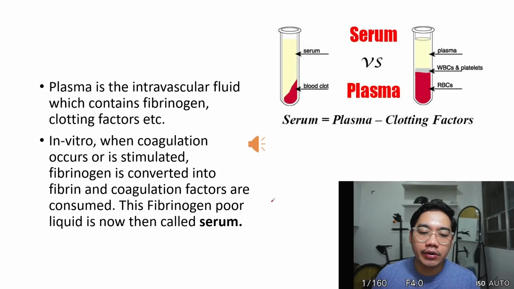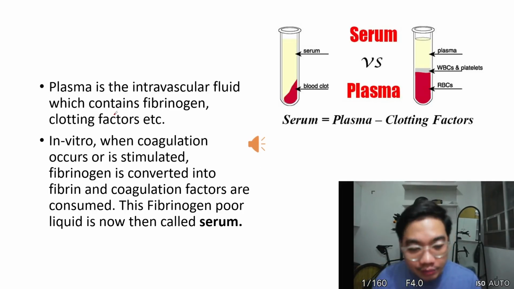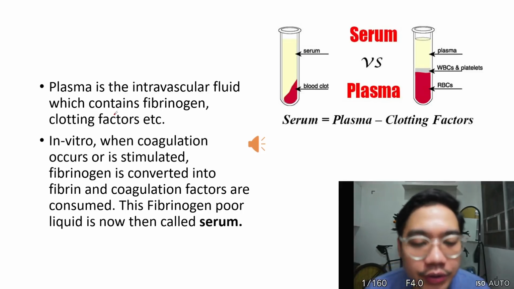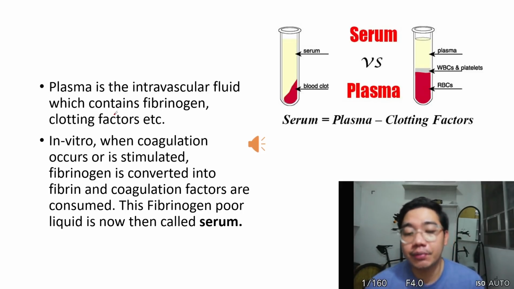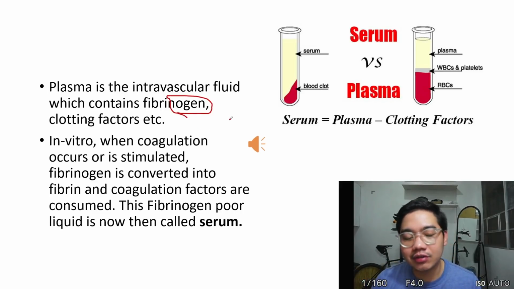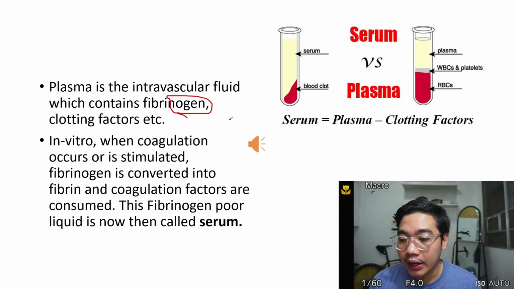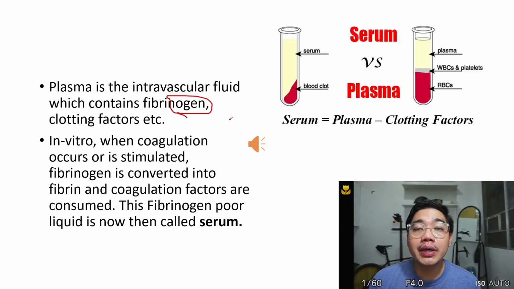Anyway, I digress. So next is the plasma, the intravascular fluid which contains your fibrinogen. If you see the suffix -ogen, that means it's still inactive. The active form of your fibrinogen is your fibrin. And this fibrinogen is roaming around the blood.